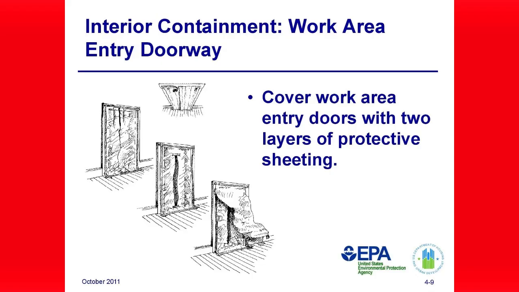When the work area boundary includes a door used to access the work area, cover the door with 2 layers of protective sheathing as described. Set up a 2-layer entry barrier with closable flaps at the entry to the work area so that workers can pass through but dust and debris can stay in the work area.